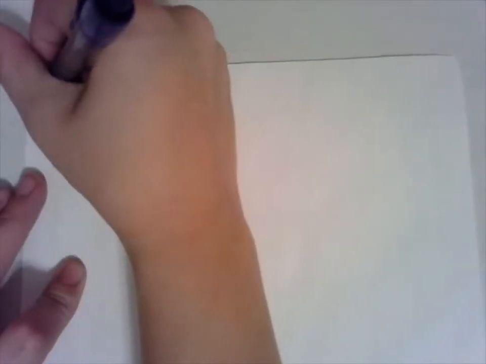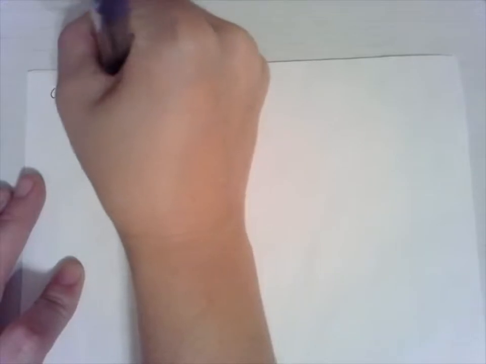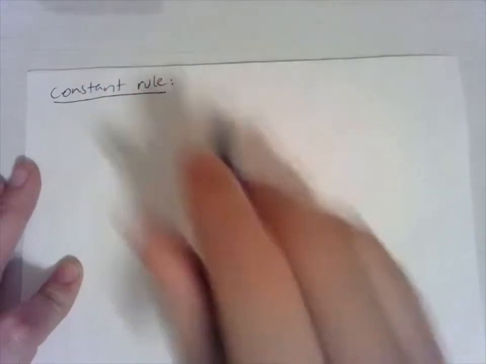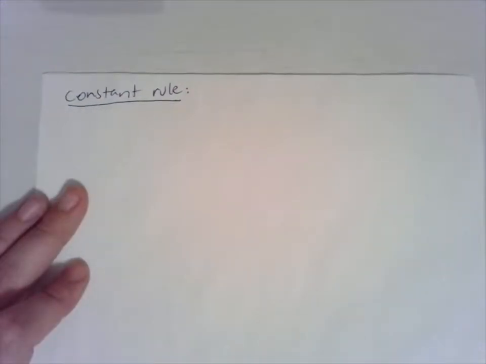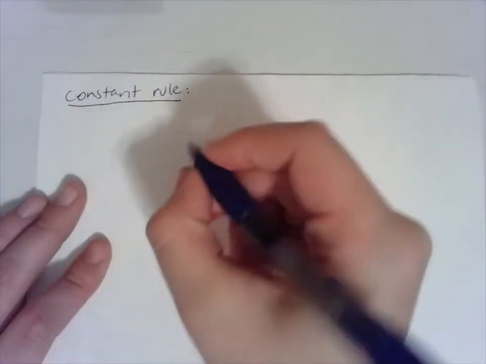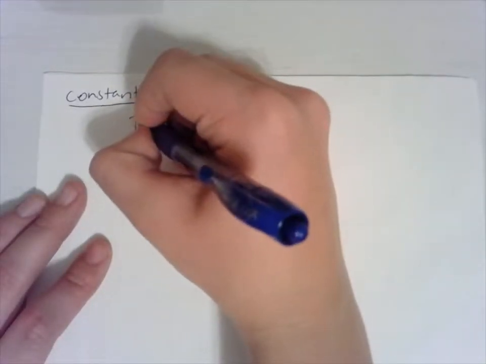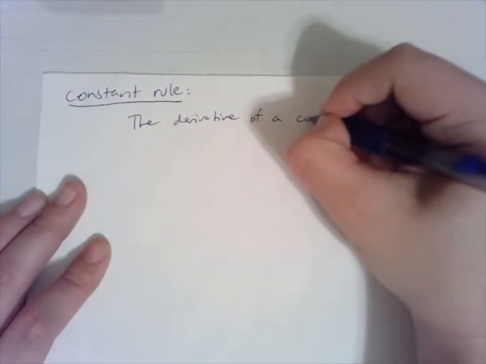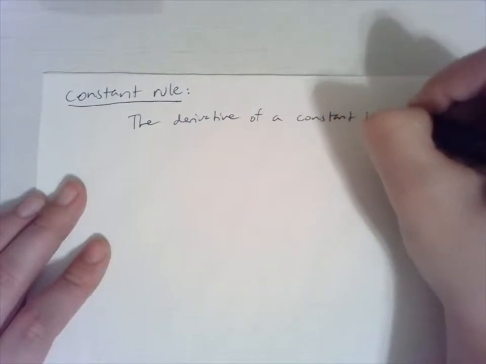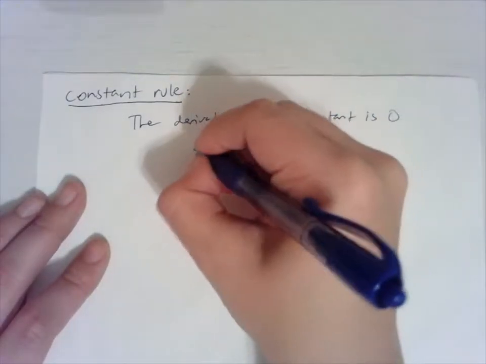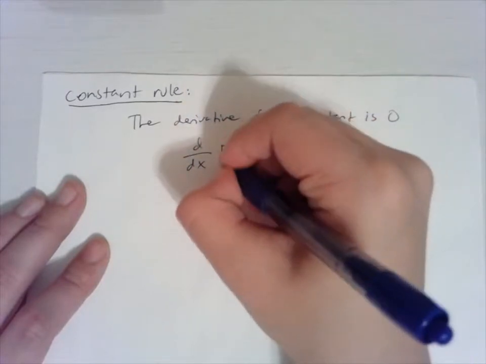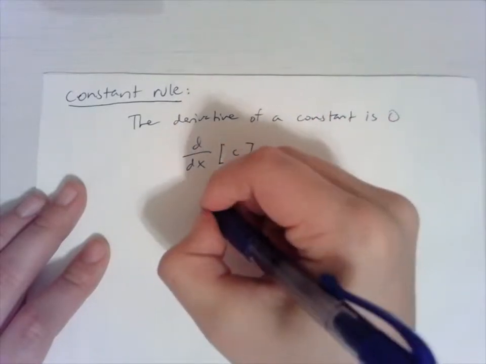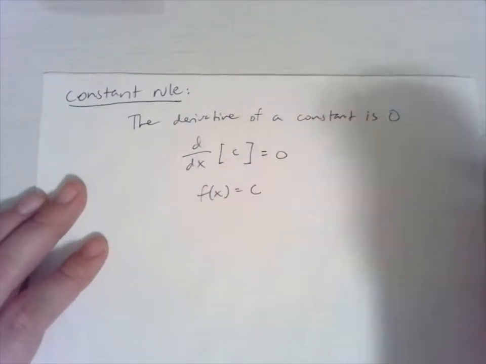We'll begin with the constant rule. And what the constant rule says is that the derivative of a constant is 0. And it looks like this: d/dx of c equals 0 for the function f of x equals c.